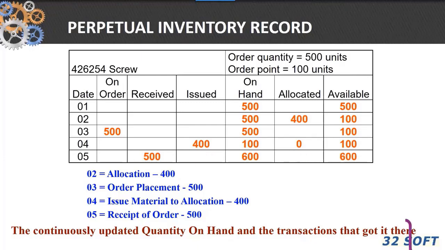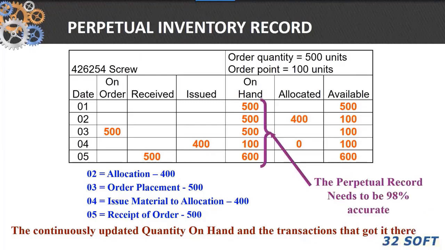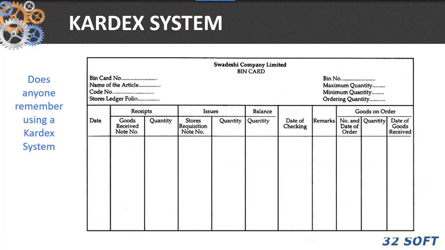So the perpetual record is this continuously updated quantity on hand and all of the transactions that got it there, and the history. So for all activities in QAD, MRP, cost, inventory, this perpetual record needs to be at 98%, probably close to 100. Does anybody remember the old Cardex systems where you physically wrote that in?